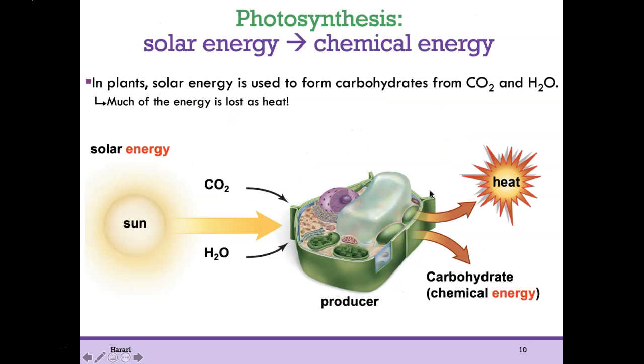So like I just mentioned, in plants, solar energy is used to form carbohydrates from carbon dioxide and water. But much of that energy is lost as heat. So that's what producers do, right? Producers produce their own energy. They do so by converting solar energy, a form of kinetic energy, into chemical energy, a form of potential energy.